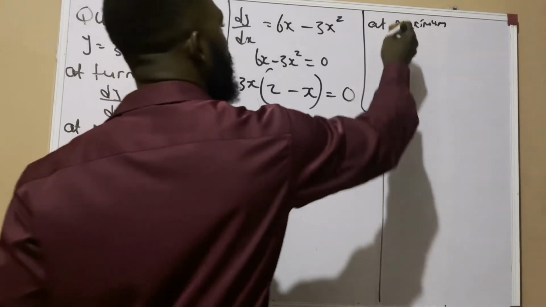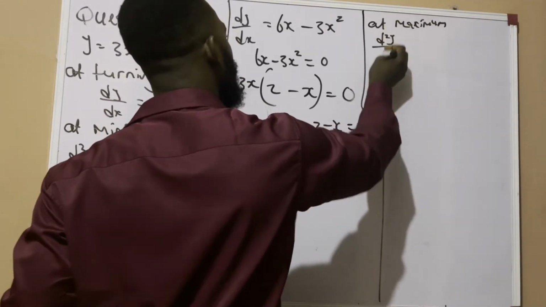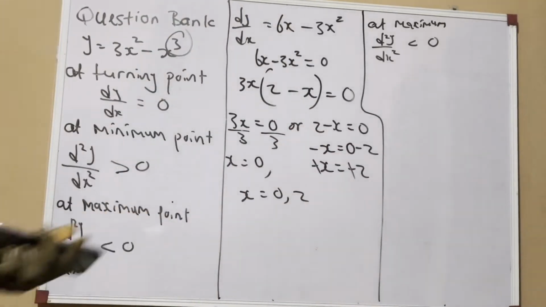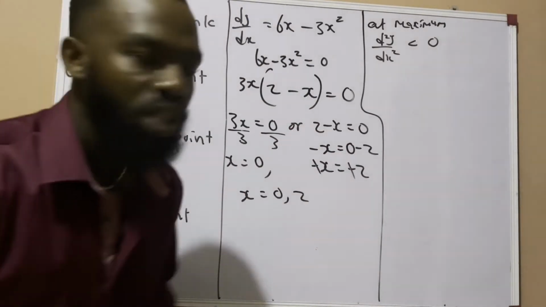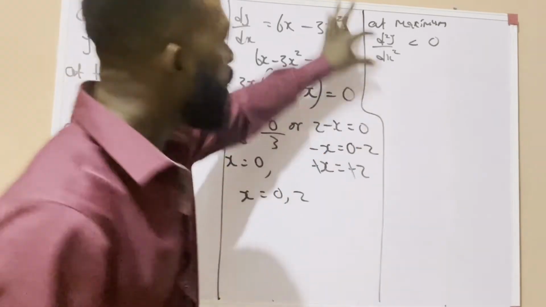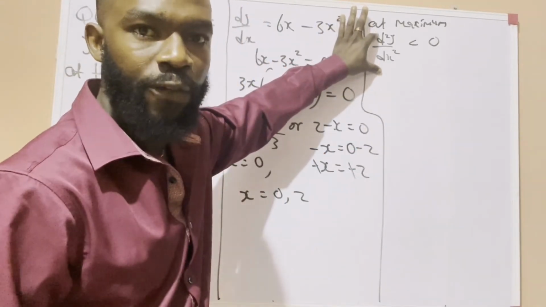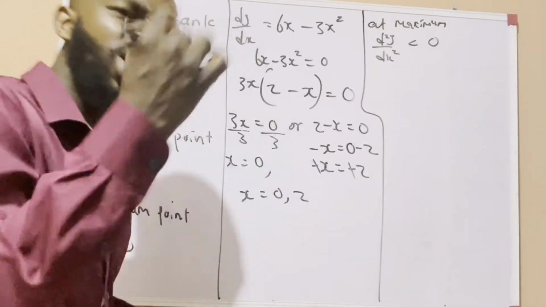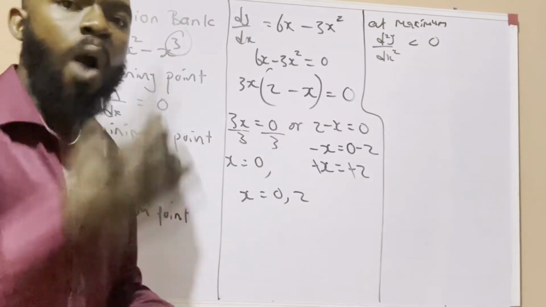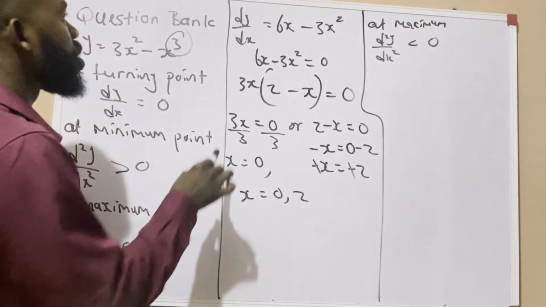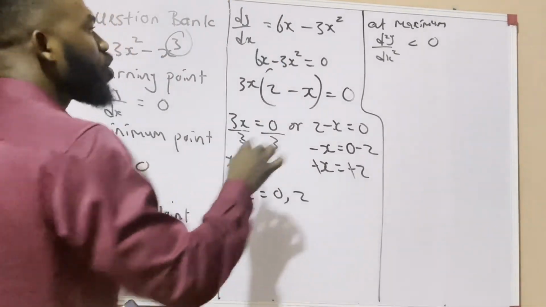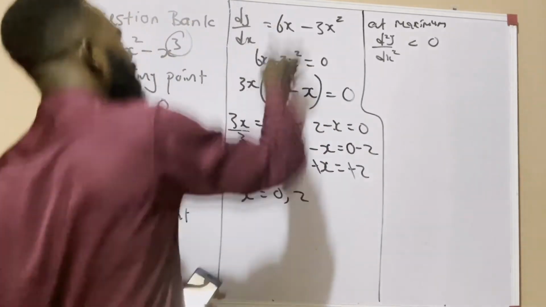At maximum, the second order derivative is less than 0. But there is one thing we must solve for. We need to solve for our second order derivative first. And how can we get the second order derivative? By differentiating the first order derivative. And where is our first order derivative? This, dy/dx. This was the first time we differentiated. For us to get the second one, we will differentiate the first one.